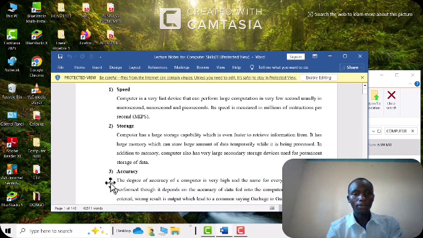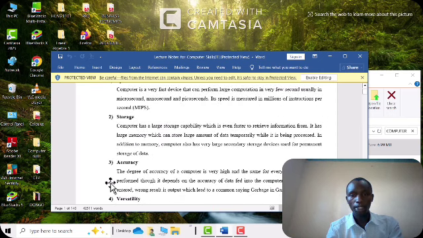Secondly, a computer has very large storage. It has a very large storage capability, and it is even fast to retrieve information from it. It has a large memory which can store a large amount of data temporarily while it is being processed. In addition to memory, a computer also has a very large secondary storage device used for permanent storage of data.